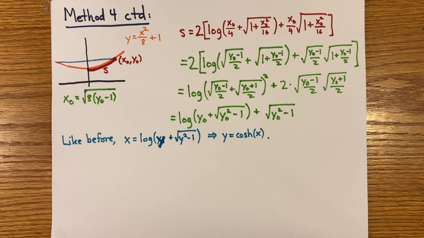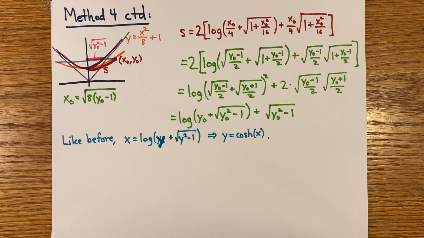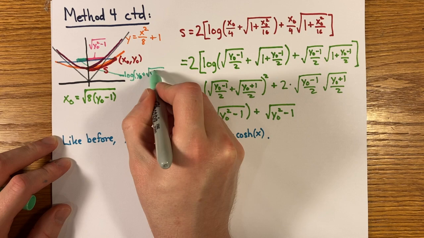The square root y squared minus 1 term is just the x coordinate at height y on the hyperbola y squared minus x squared equals 1. The log term gives the x coordinate on the catenary at height y. This is how, combining the insights of Huygens and Johann Bernoulli, they could have arrived at an expression for the catenary. That is, except that the exponential function was not really in use at the time. More about that when I come to Leibniz's solution.